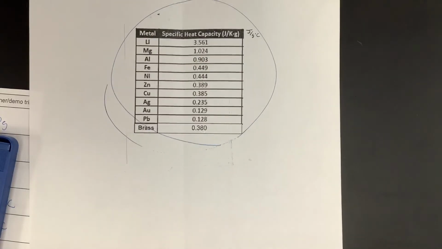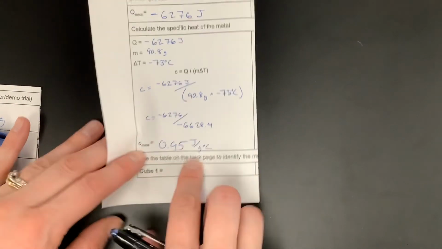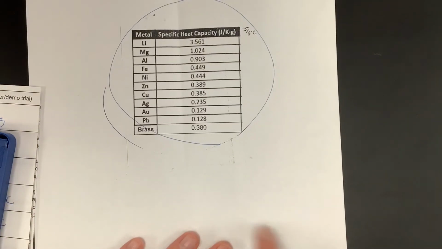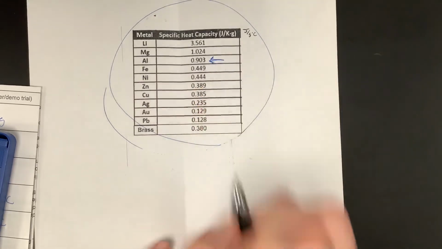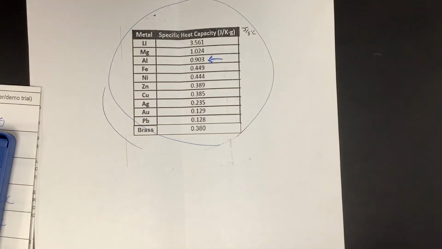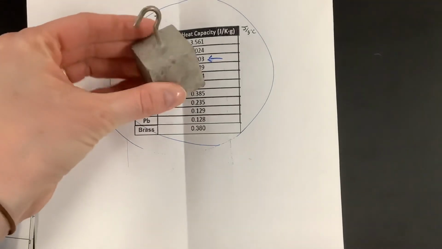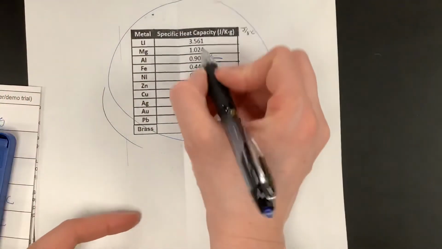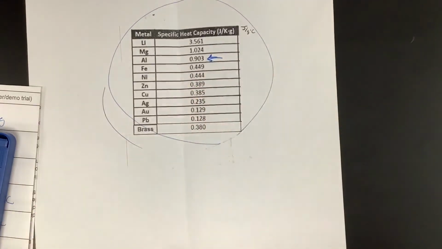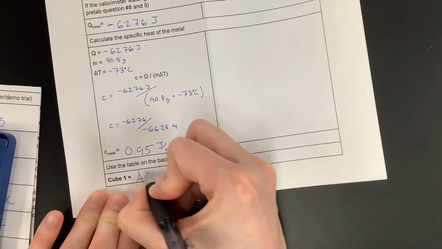We want to look on here and see, is there one that matches 0.95, or something close to that? Well, that's pretty close to that. If I had my cube here, I could look at it and say, okay, does it look like aluminum? Does it feel like aluminum? Yep, that makes sense. Our data also would match with aluminum. So cube number 1 must be aluminum.